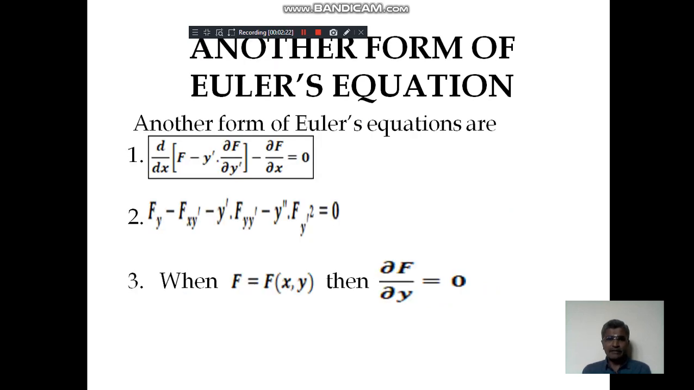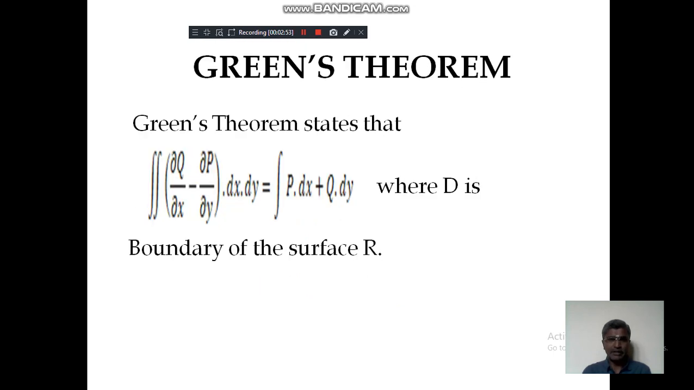Another form of Euler's equation. The other forms of Euler's equation are d by dx of f minus y dash into dou f by dou y dash minus dou f by dou x equal to 0, and fy minus fxy dash minus y dash into fyy dash minus y double dash into fy dash y dash equal to 0, and the last one, when f equal to f of x comma y, then dou f by dou y equal to 0. These three equations are other forms of Euler's equation.